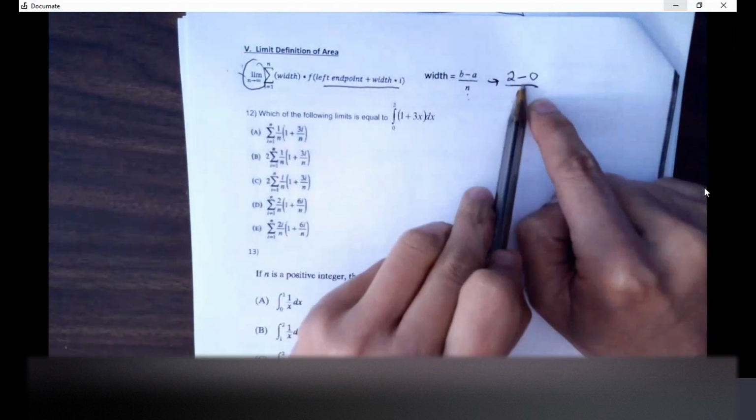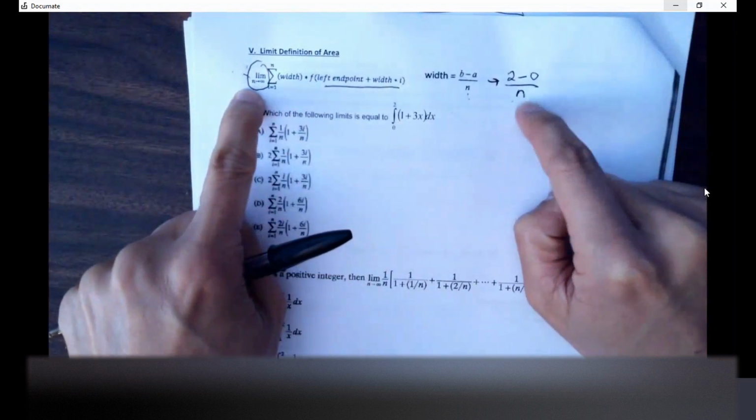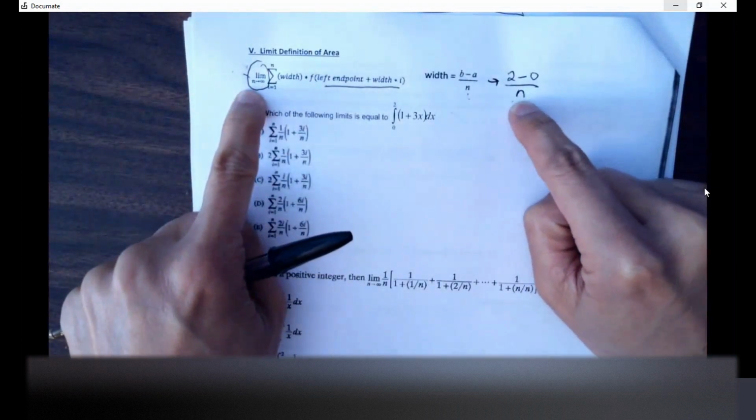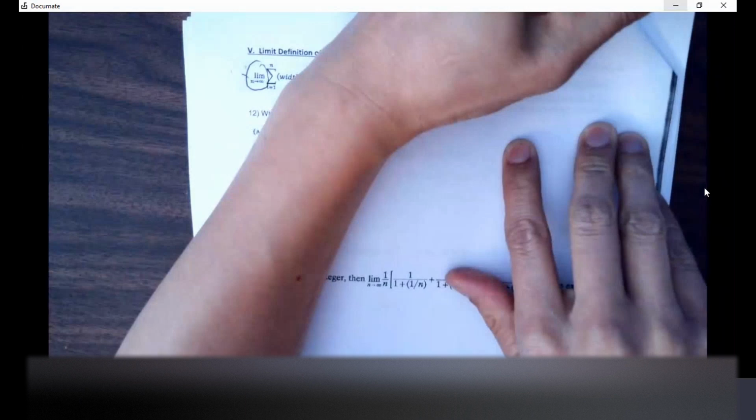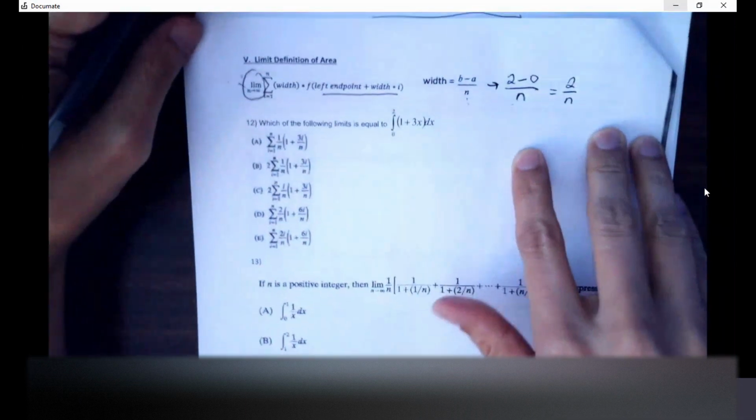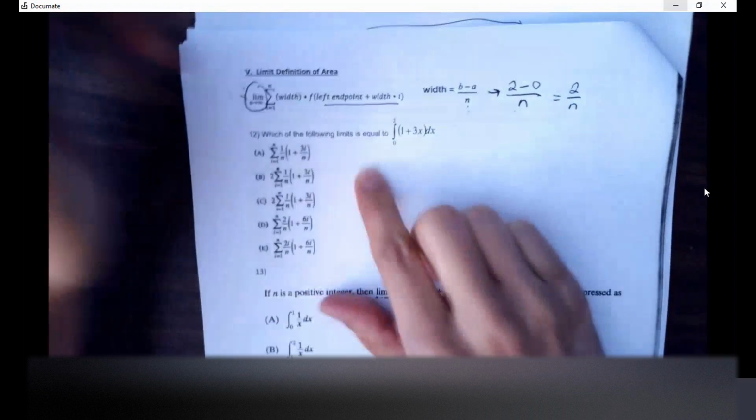So we'll say 2 minus 0 over n. Normally we would say 4 subintervals or 8 or 16 subintervals. We're going to leave n alone because eventually we're going to push n out to infinity, and we want to have that flexibility of increasing the number of subintervals. So that means our width is just going to be 2 over n. I'm just going to put it into the formula as I see it.